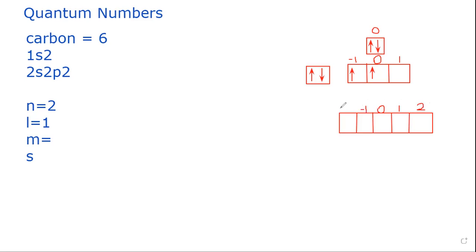And this is -2. So you do something like this. Okay, so I am trying to find out what are the 4 quantum numbers for carbon. Carbon has 6 electrons in all total.